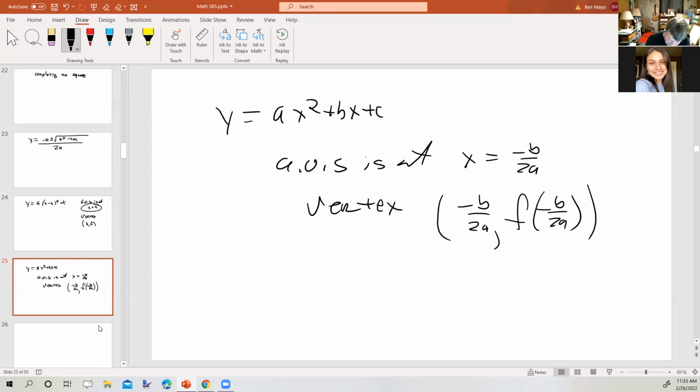And then recall to find x-intercepts, set y equal to 0. And when you've got y equals 0, something like this, you could use the quadratic formula to solve it for the x-intercepts, or you could factor it if it's factorable. And then find the y-intercepts at x equal to 0. So that would equal the constant term.